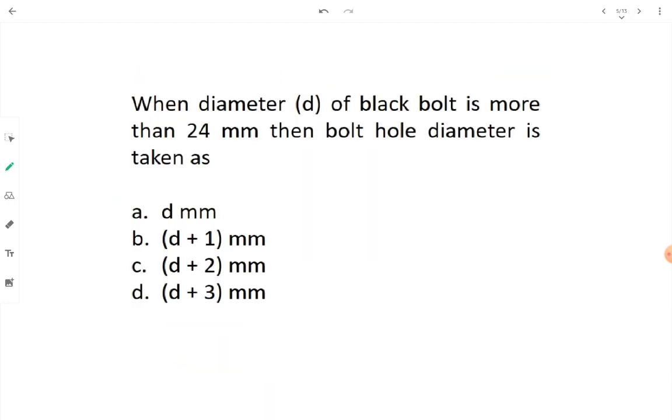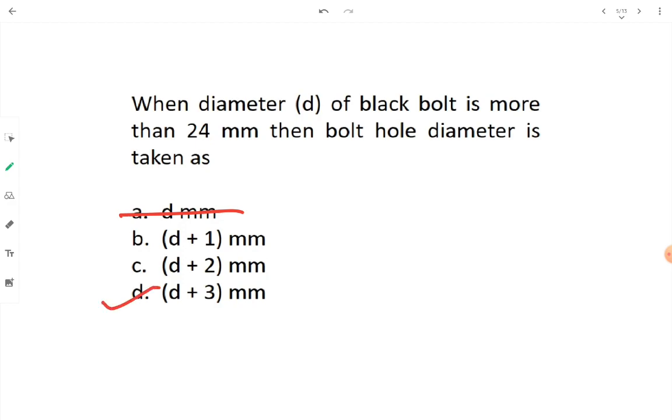When diameter D of black bolt is more than 24 mm, then bolt hole diameter is taken as, okay, see, whatever the diameter of the bolt or rivet is, we cannot just provide the same bolt hole. We have to provide some kind of clearance. That's why we are going to cut the first option directly. Then the codal provision is, when the bolt diameter is more than 24 mm, we provide extra 3 mm clearance. Therefore D plus 3 should be the answer.